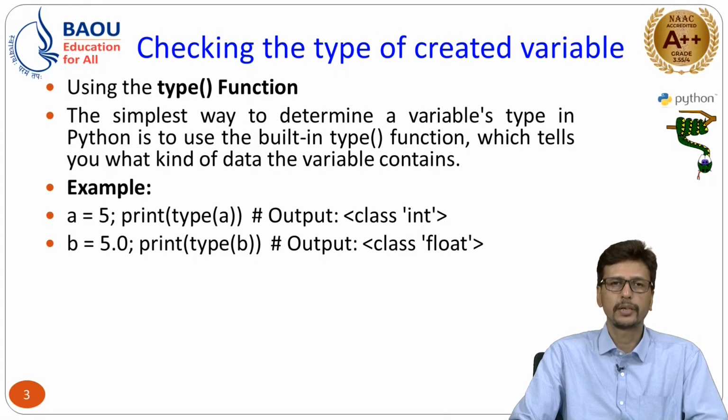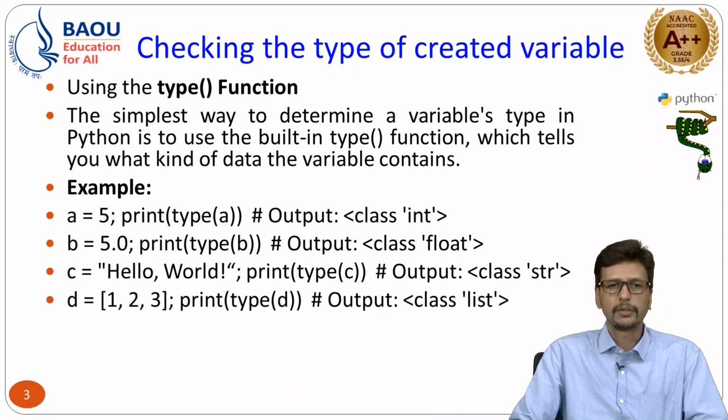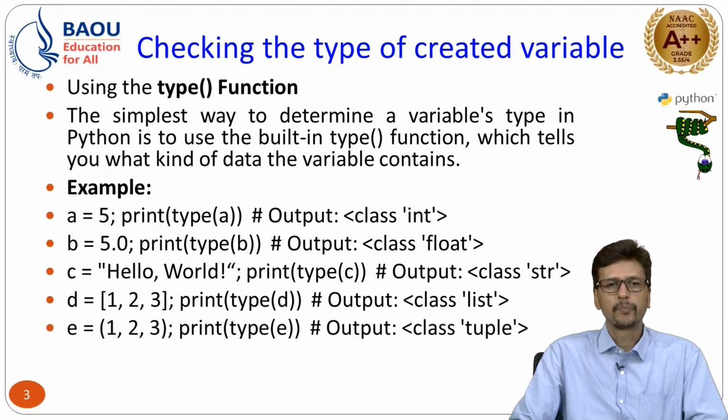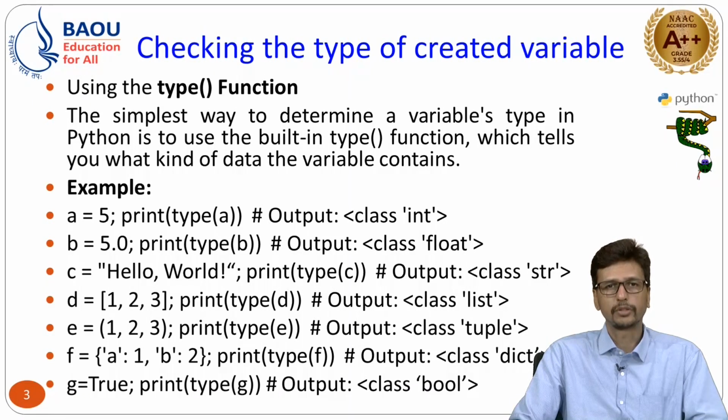Then suppose you are entering some float value, in that case it will return the class float. Then if you enter some string value, it will show the class str. Then if you define a list, it will show the class list. Then tuple, then dictionary, and then boolean. So it will show the class bool, B-O-O-L, right? So these are all examples of variables of different types, and if you use the type function, it will give you the particular class for the particular value that you have defined.